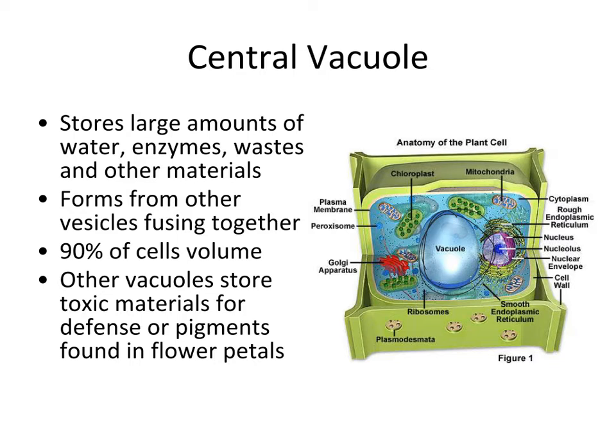In plant cells, the central vacuole, and this is not to scale, is going to take up about 90% of the cell's volume. Other vacuoles, like the peroxisomes or lysosomes, are going to store toxic materials for defense. Then there are some vacuoles that are going to store pigments that you would find in things like petals in different types of plants. So the central vacuole is really for shape, rigidity, and it's going to store things.